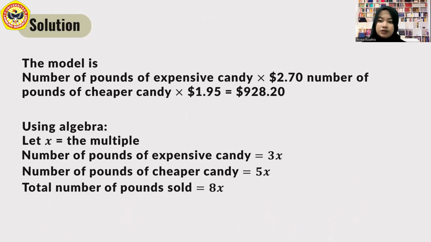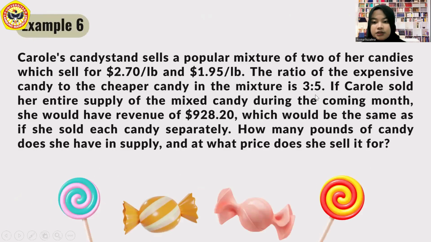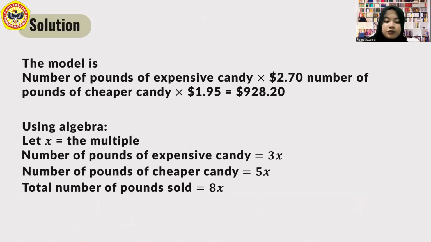So, for the solution to this problem, the model is number of pounds of expensive candy times $2.70, plus number of pounds of cheaper candy times $1.95, equals $928.20. So using algebra, let x equal the multiple. Number of pounds of expensive candy is 3x, and number of pounds of cheaper candy is 5x. So the total number of pounds sold is 3x plus 5x, so 8x. Because we have this ratio, 3 to 5, so 3x, 5x, and 8x in total.